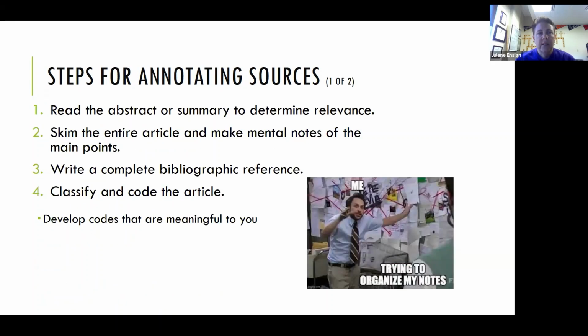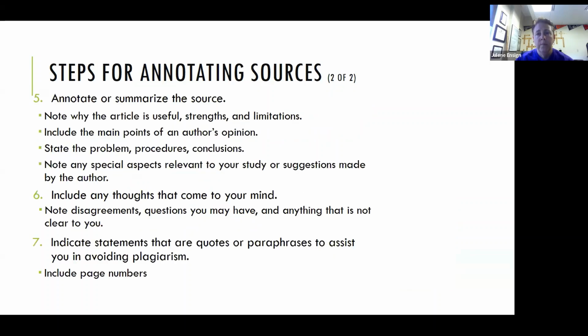So, some steps for annotating: you're going to read the abstract, skim the article, and then I usually write the entire reference in APA, because then I can just cut and paste it into my reference page later. So it saves me a step when I'm finishing up my manuscript. And then you're going to classify and code the article. We talked about that with the qualitative methods. So the keywords, what the big ideas are, something that's meaningful to you.